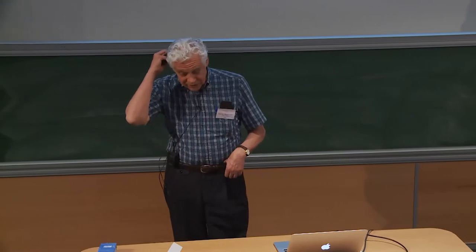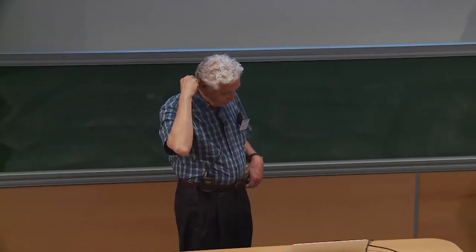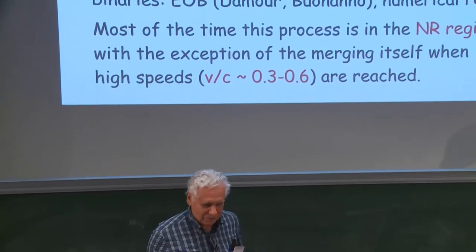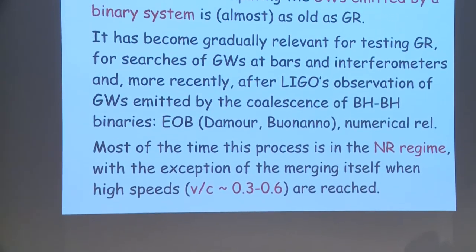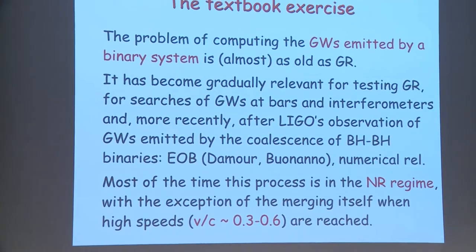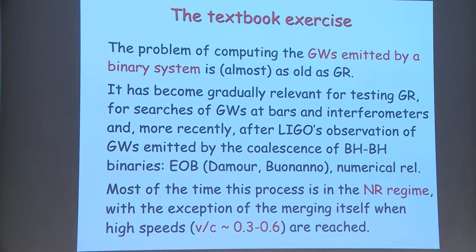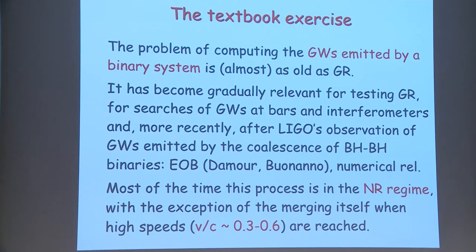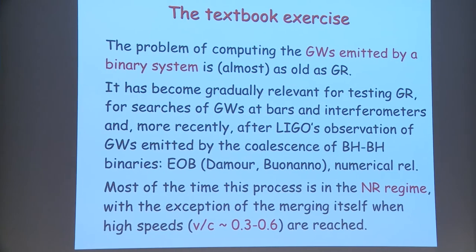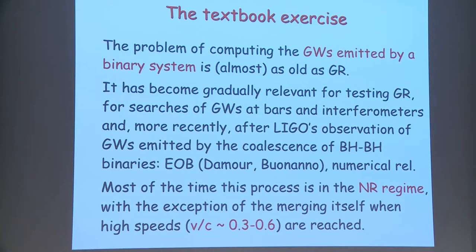So the textbook exercise is very simple. But let me start by saying, the problem of computing gravitational wave emission by a binary system is almost as old as GR. It has become gradually very relevant for testing general relativity first, remember the pulsars, and later for searches of gravitational waves, first in bars and interferometers. And of course, even more recently, after the observation of gravitational waves emitted by the coalescence of two black holes.